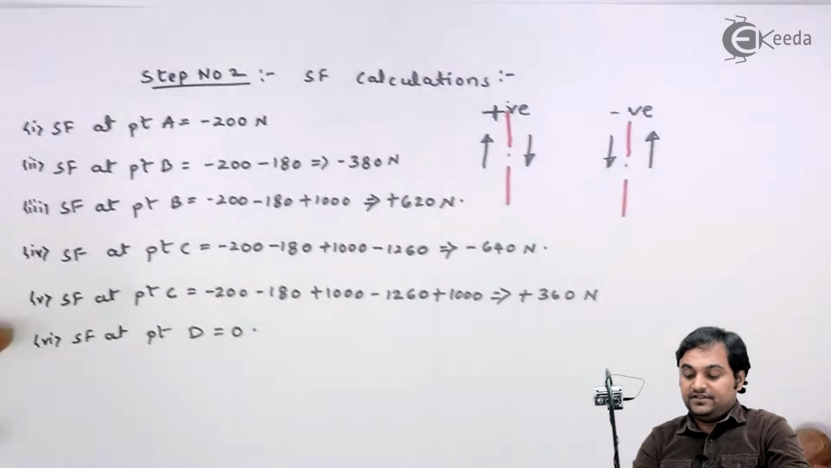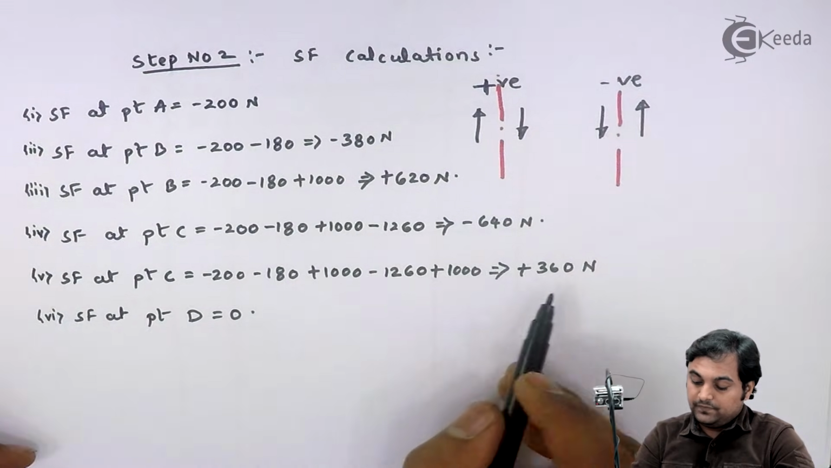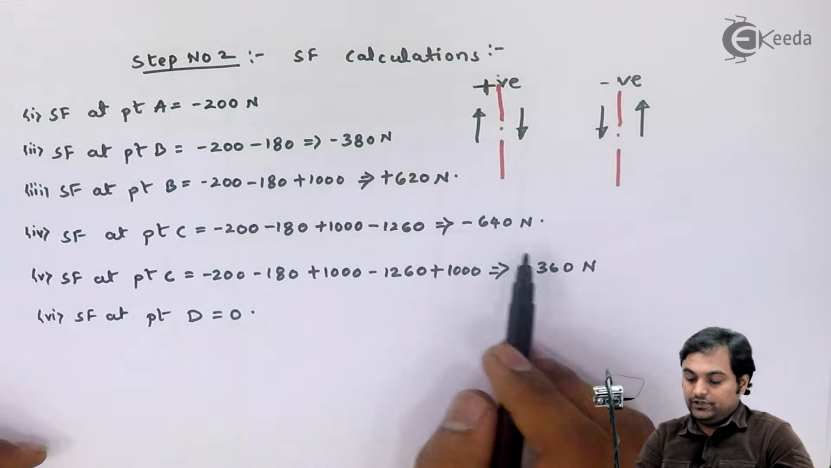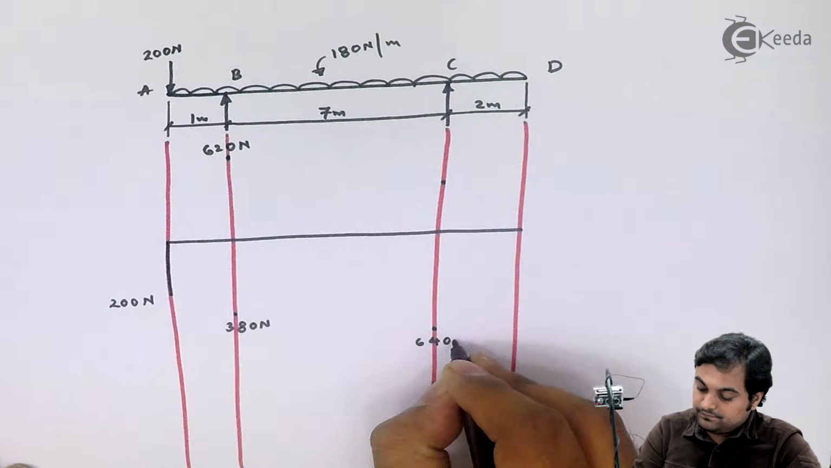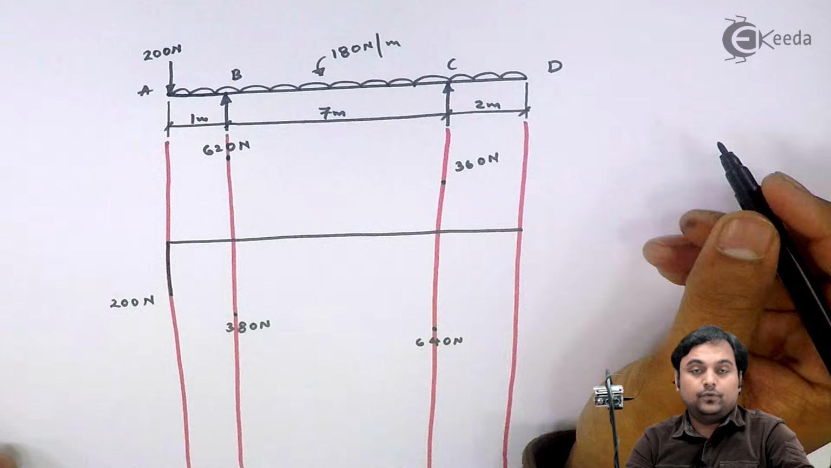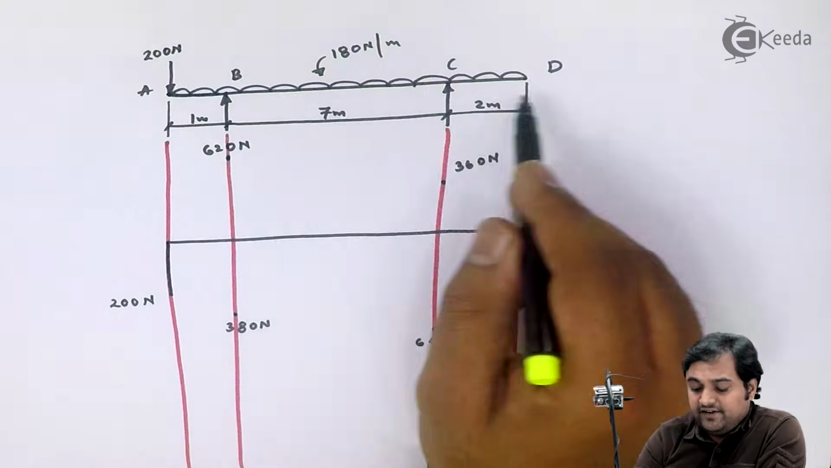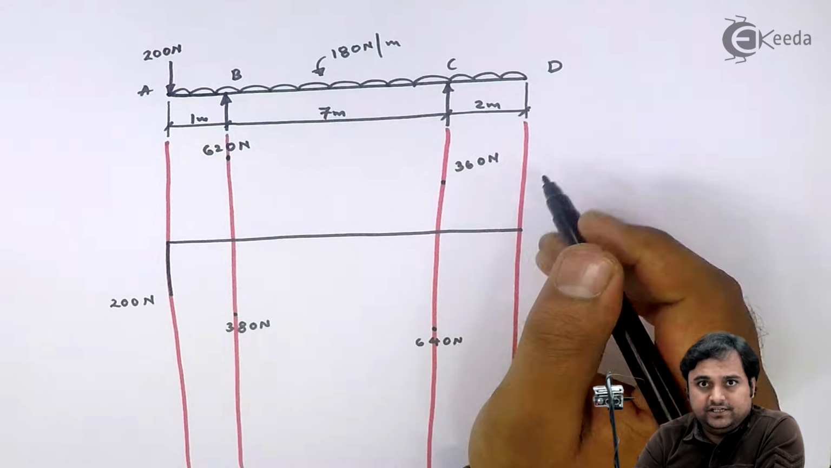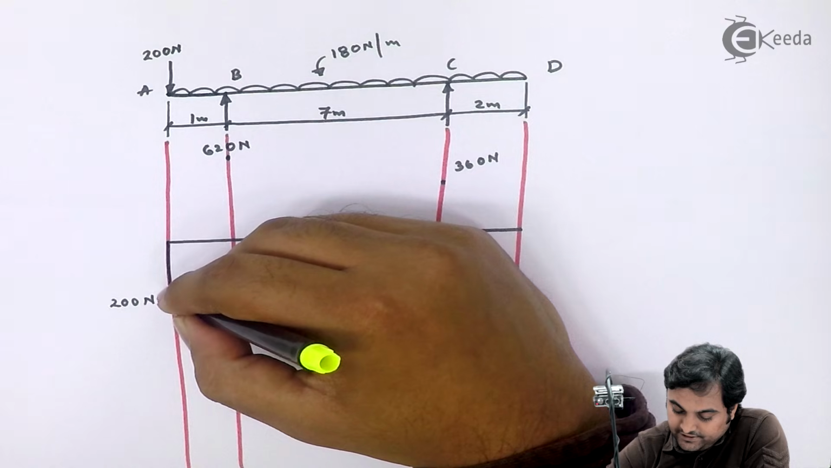Next, SF at C, we have two values. One is minus 640 and other is plus 360. Now, as we can see, there is UDL throughout. So if we have UDL, then shear force is an inclined line. So between 200 and 380, there will be an inclined line.